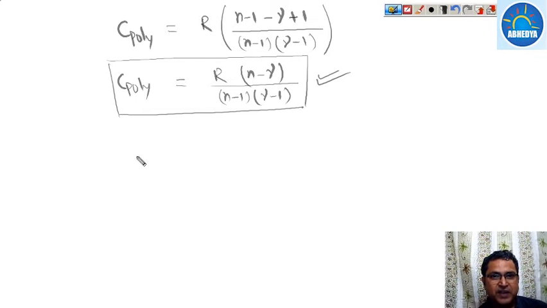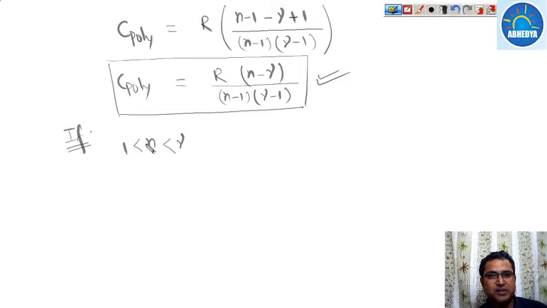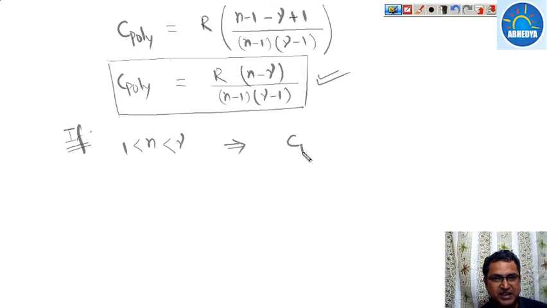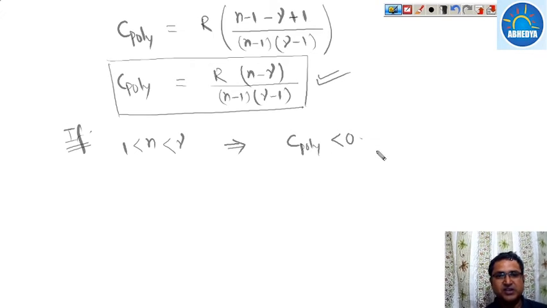And the value of n always lies between 1 to gamma. If n lies between 1 to gamma, then n minus 1 will be a positive quantity, gamma minus 1 will be positive, but n minus gamma, if you see, is a negative quantity. So this represents that C polytropic is a negative quantity. So what does it mean? What is the meaning of C polytropic being a negative quantity?